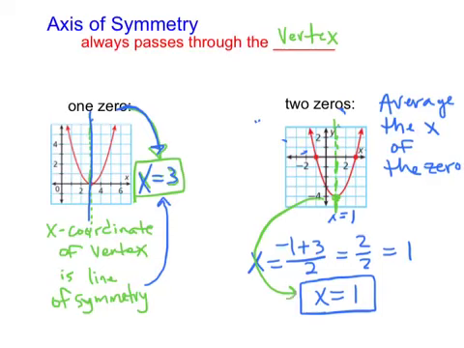With 1 zero, it's the x coordinate of the vertex, or the x coordinate of our zero. And when we have two zeros, it's the average of the x values of the zeros. So if for some reason we can't easily see the vertex, we can also just average the x values of the two zeros and find that line too.